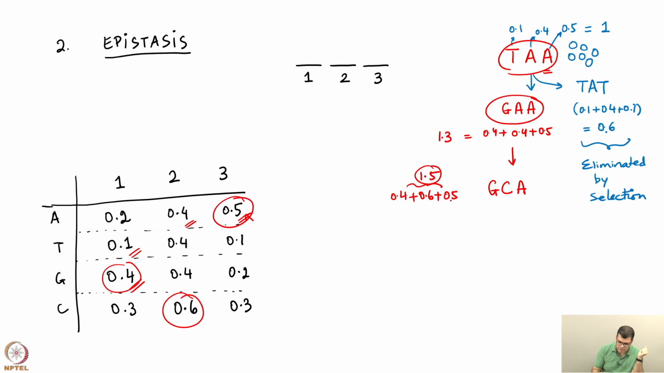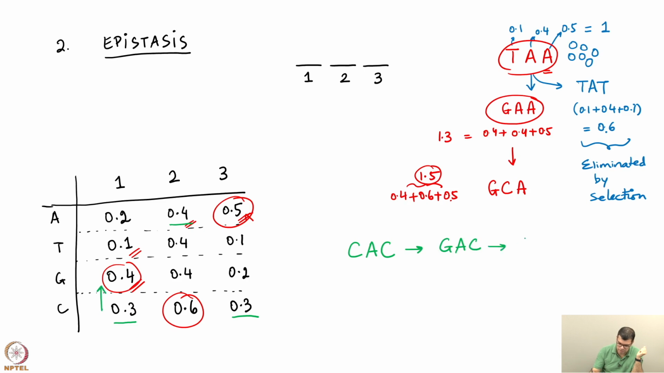Let's try another starting sequence, which is, let's say, C, A, C. So my starting sequence is C, A and then C. This could go to, let's say, GAC. That would lead to going from 0.3 to 0.4, which would be an increase in fitness of 0.1. So that move is permitted.